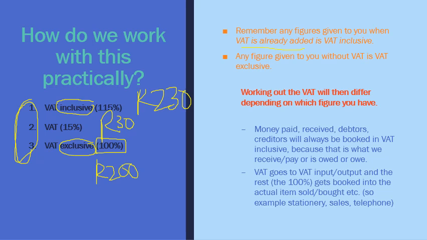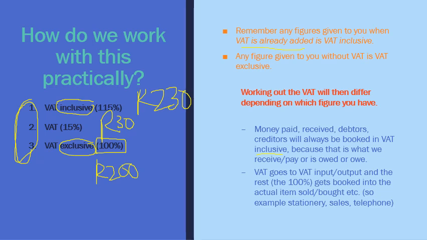So, a bit of a general summary. Money paid, money received, any debtors, any creditor transactions will always be booked VAT inclusive, which means 115%. The reason for that is because what we receive or pay, depending if it's money going in or out, and depending if it's debtors or creditors, so people that we owe or who owe us, is the total amount that we owe. And that might also be the total amount that they pay us.